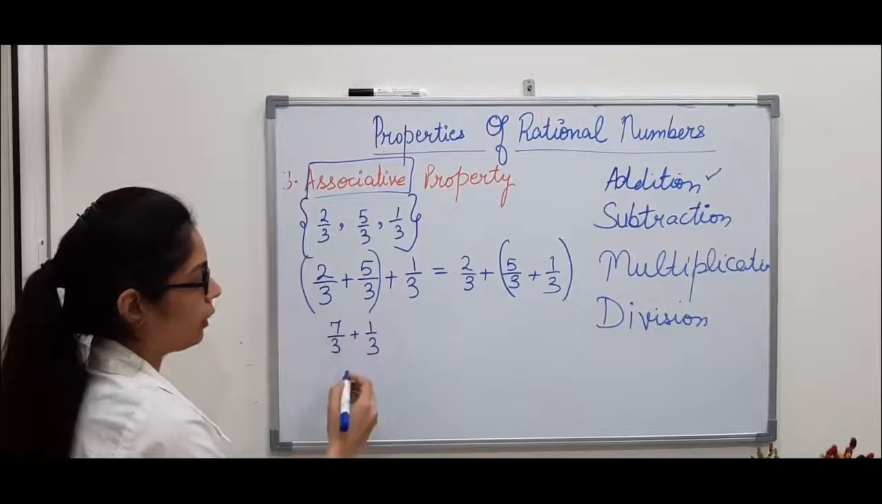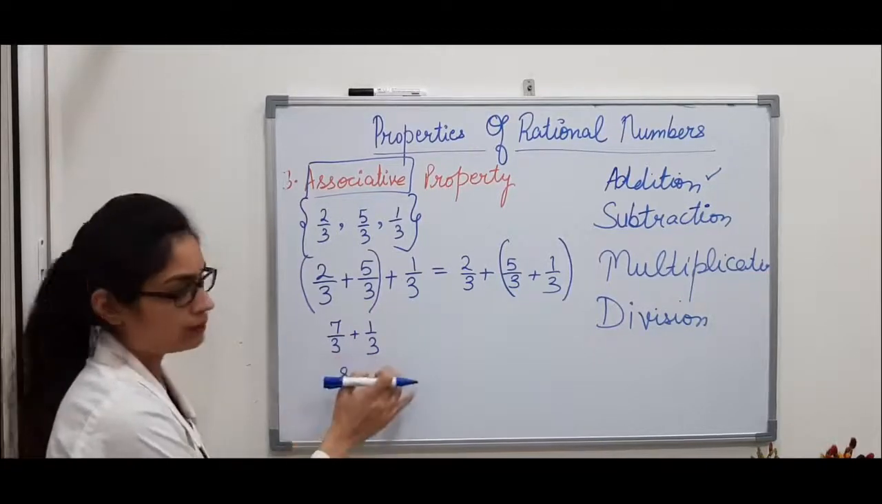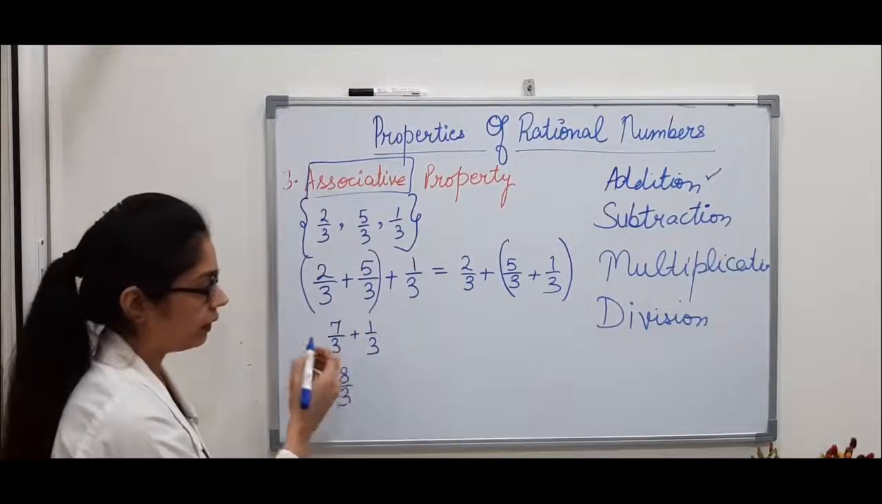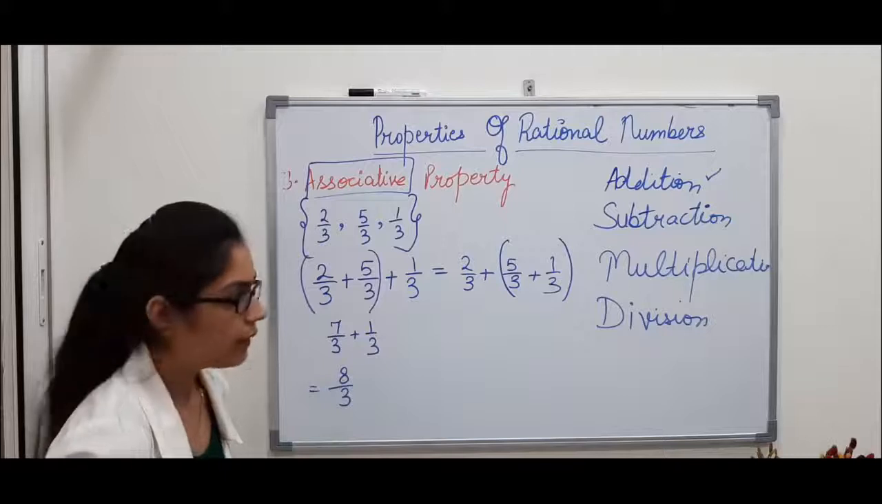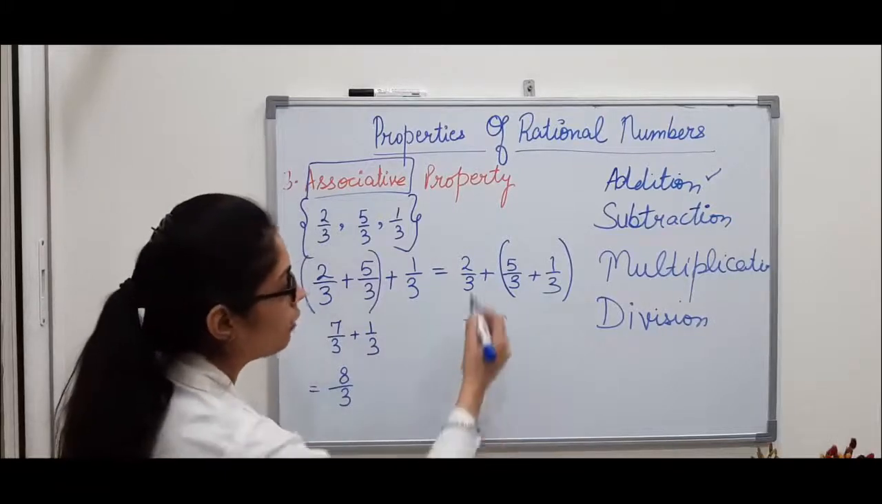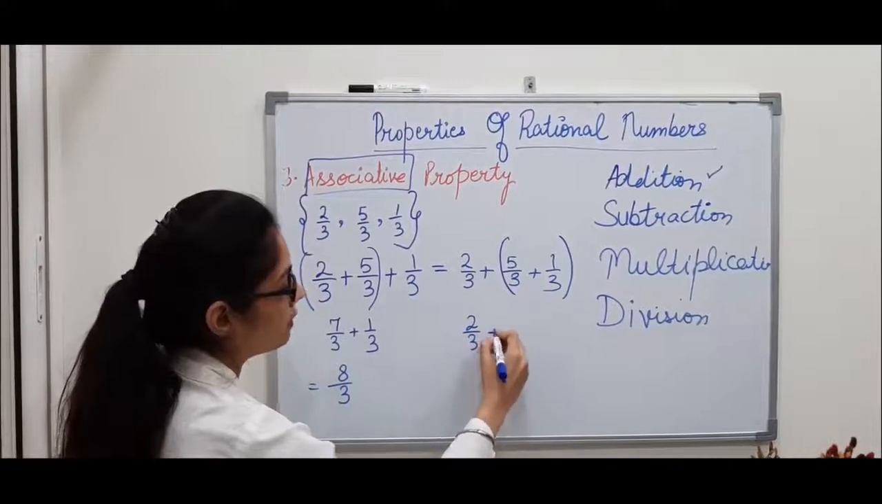Now 7 plus 1 is 8, 8 by 3. Since my denominator is the same, that's why I am simply doing addition. So the left hand side I got 8 by 3. Now let's find the right hand side. 2 by 3 I will write as it is, plus as it is.